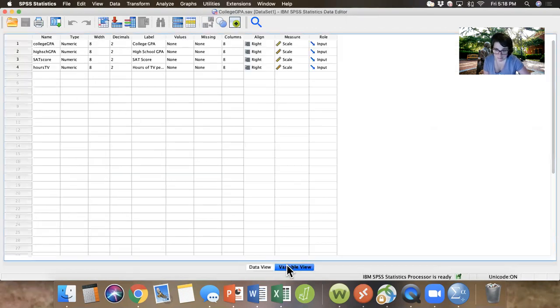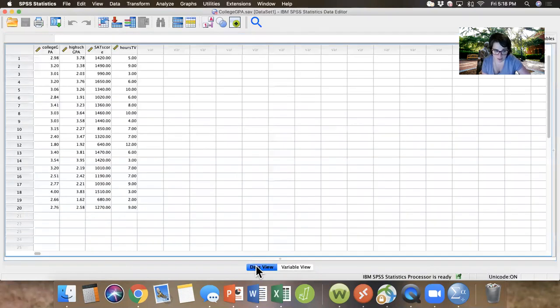And first we'll hop over here to variable view, and you'll see that we have 4 different variables. So we have college GPA, high school GPA, SAT score, and hours of TV. Okay, so the variable that we're interested in for our test today is hours of TV watched per week.